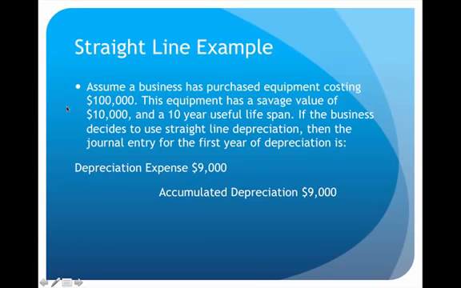So based on that, we could calculate straight line depreciation. 100,000 minus 10,000 divided by 10 years. And that would give us an answer of $9,000. So in the first year of owning that asset, we want to take $9,000 worth of depreciation. And we've done this journal entry before. We debit depreciation expense and credit accumulated depreciation. And that account shows us a running total of all the depreciation that has accumulated on that asset.